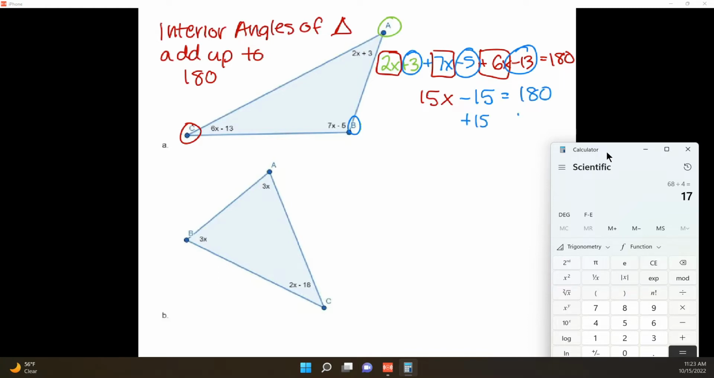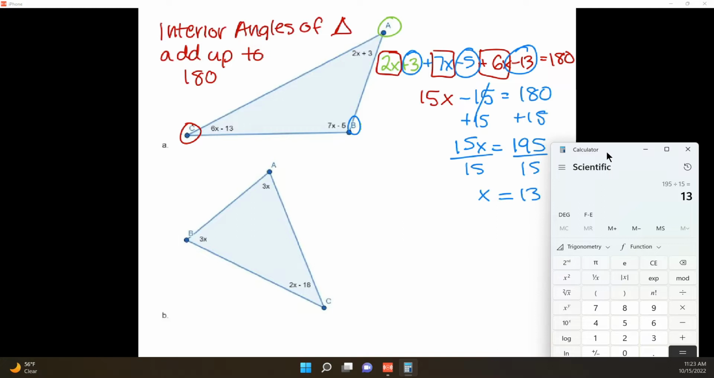Add 15 to both sides. So I get 15x equals 195. If I divide both sides by 15, let's see, 195 divided by 15, I get 13. So x is equal to 13. And that's it for that one. Let's do the same thing over here.